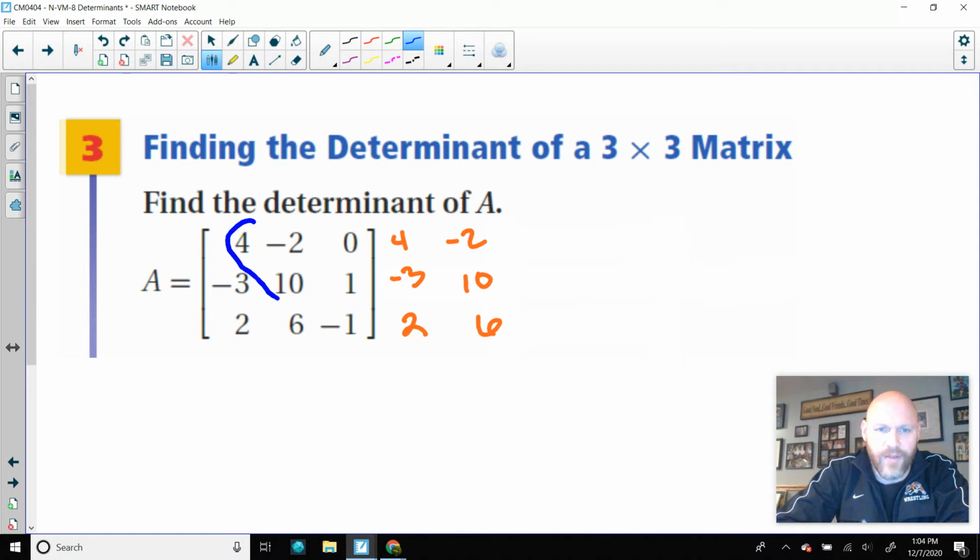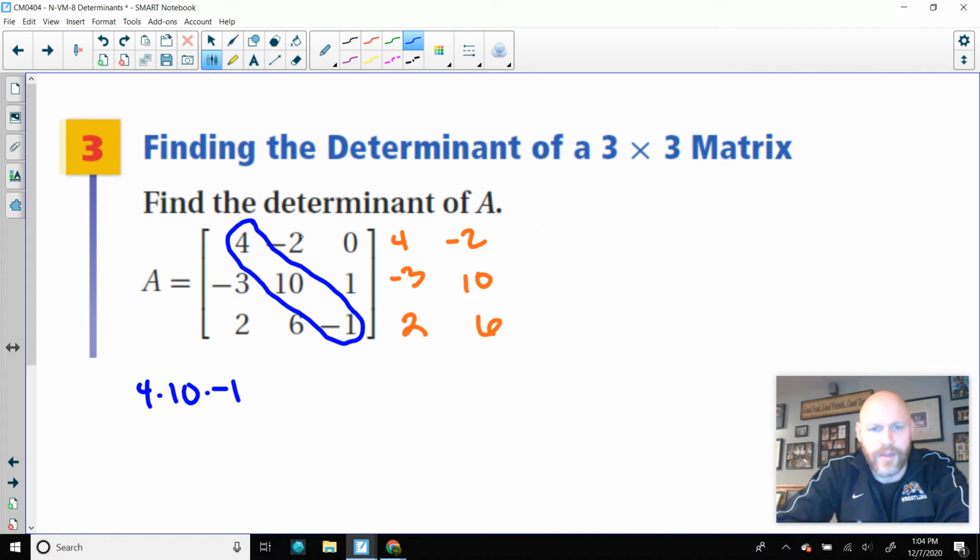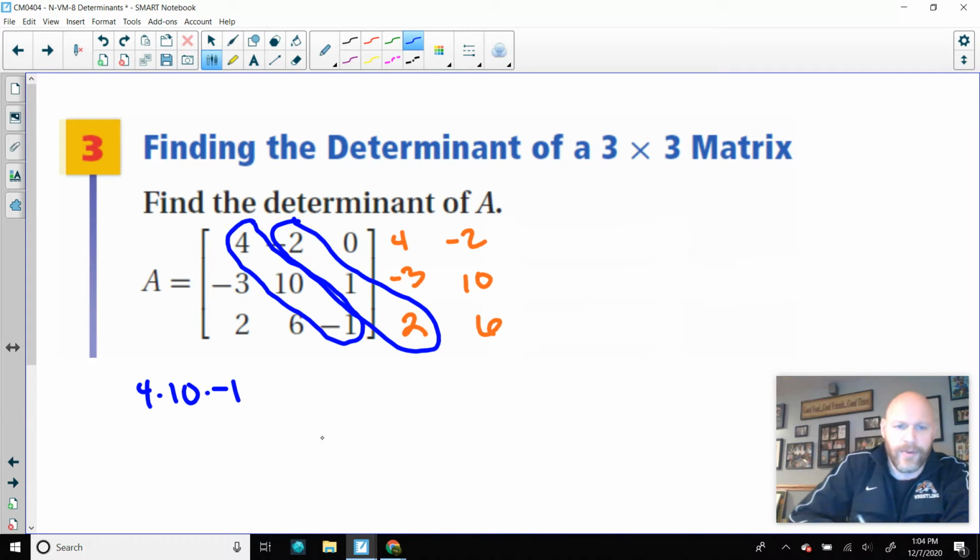We're going to take the 4, the 10, and the -1, and we're going to multiply those together. 4 times 10 times -1. Then we're going to grab the -2, the 1, and the 2, and we're going to put those together. And we'll add them. Again, since I'm going left to right, this is going to be a plus sign. -2 times 1 times 2.